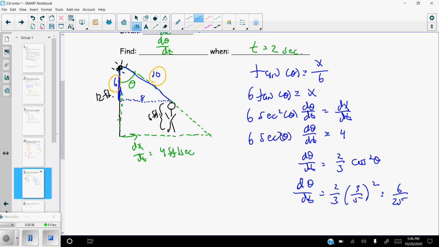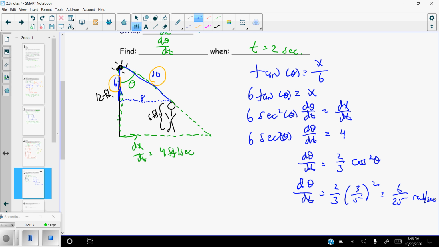Now the question is, what are the units? 6/25 what? Well, there's only two ways you can measure angles: degrees or radians. Because this didn't say anything about degrees or have a degree symbol, we assume that it's done in radians. So this is going to be radians per second. So the angle is changing at a rate of 6/25 radians per second at the moment in time of 2 seconds.